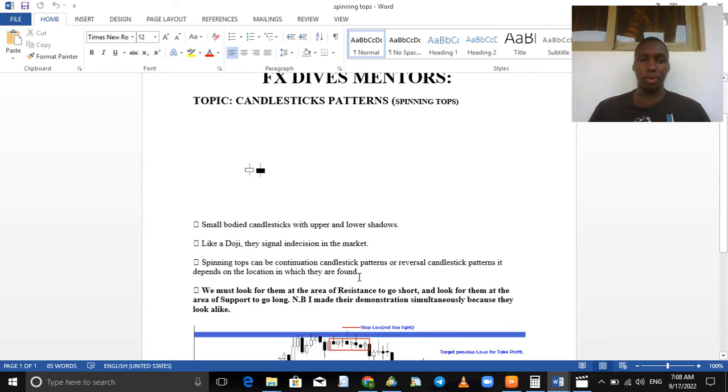Now this is the main point. When you come across these spinning tops, it matters. If you come across these spinning tops on the resistance level, that means you're going to be expecting sellers to jump in the market. When you come across these spinning tops on your support level, that means any time the price is going to buy. Why? We have experienced buyers on the support level.